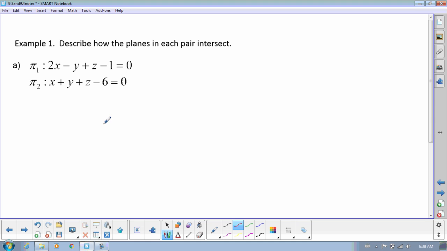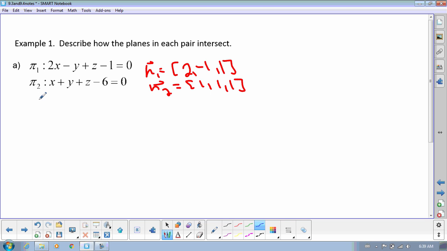All right, describe how the planes in each pair intersect. So when I'm looking at this expression, I see normal 1 is 2, negative 1, 1. Normal 2 is 1, 1, 1. So that means these lines intersect, or sorry, these planes intersect at a line. So what do we do? So this is a process. So once you know how to do this, this process is never going to change.